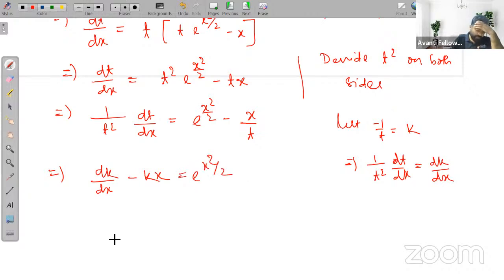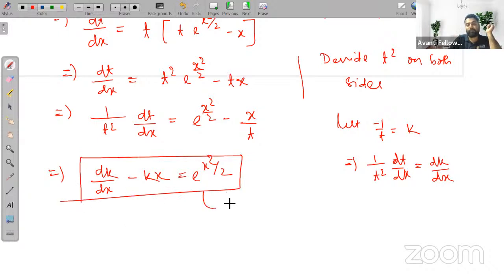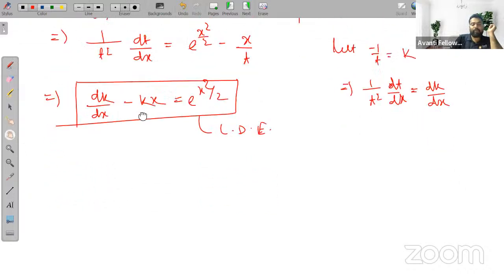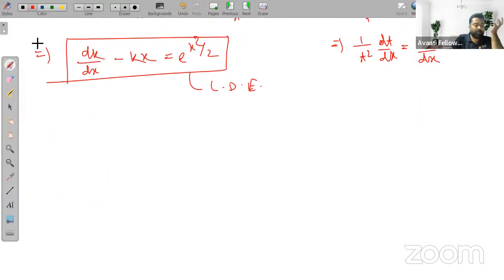Now you can see here, this is a differential equation in the form of a linear differential equation. Now how can we solve it? Use the integrating factor first. So the integrating factor becomes e raised to the integration of minus x dx, that is e raised to minus x square by 2, right? e raised to minus x square by 2.